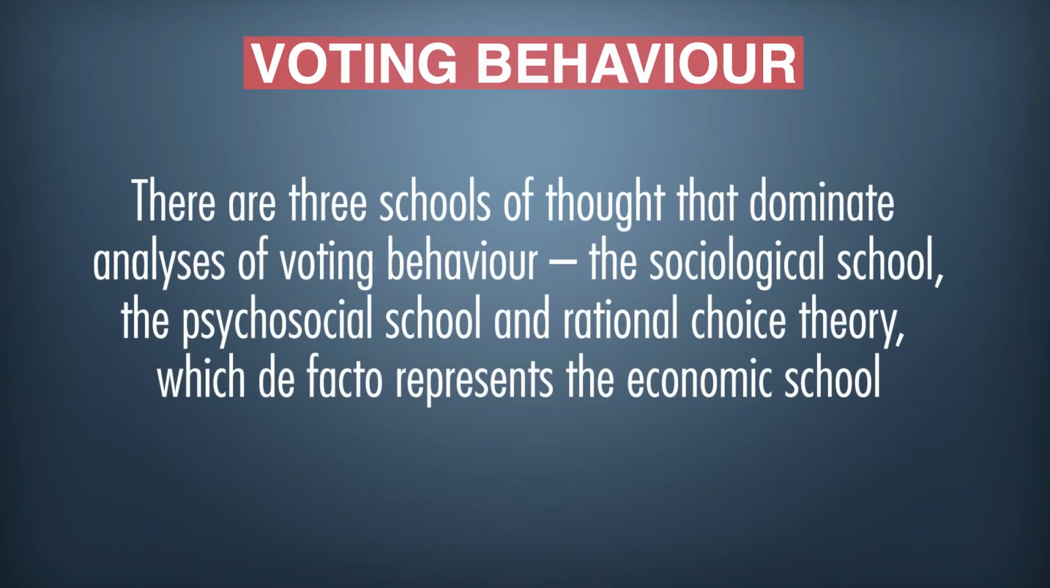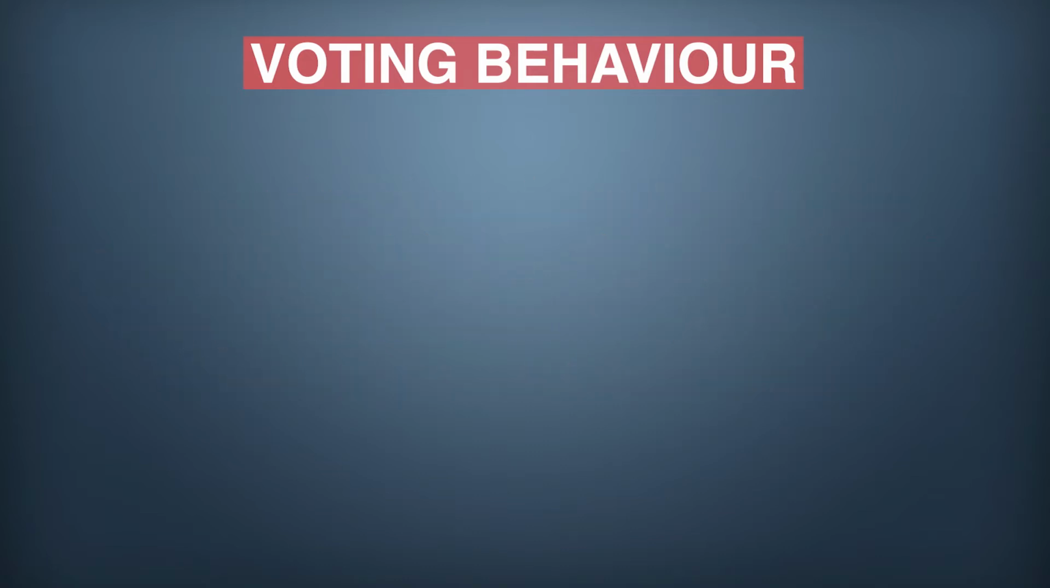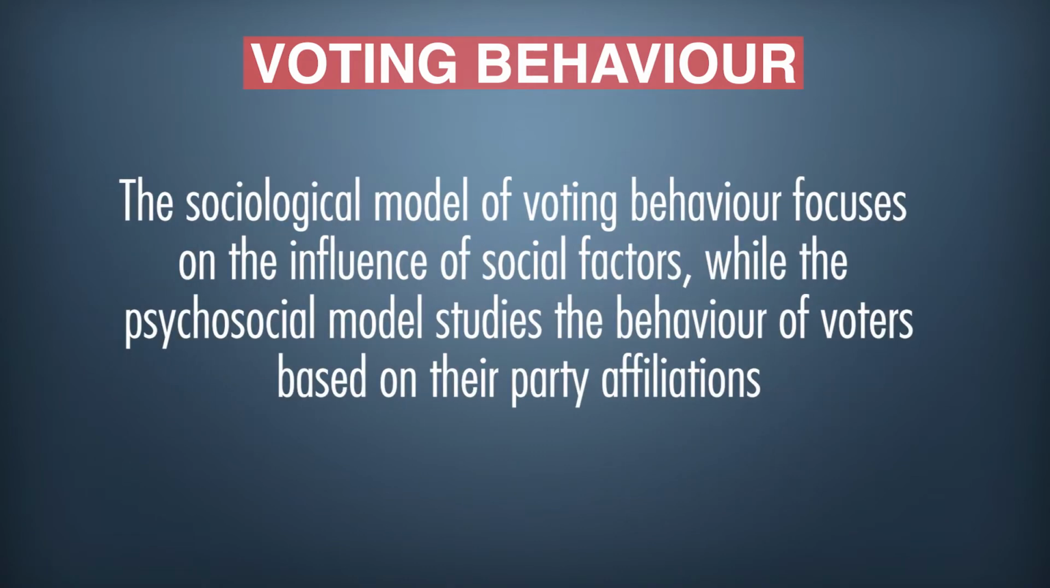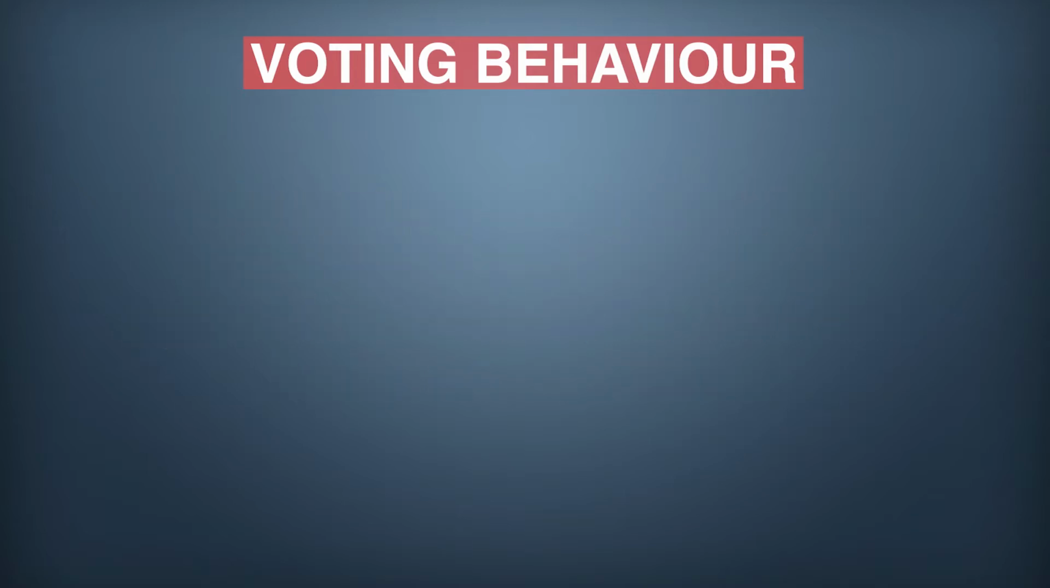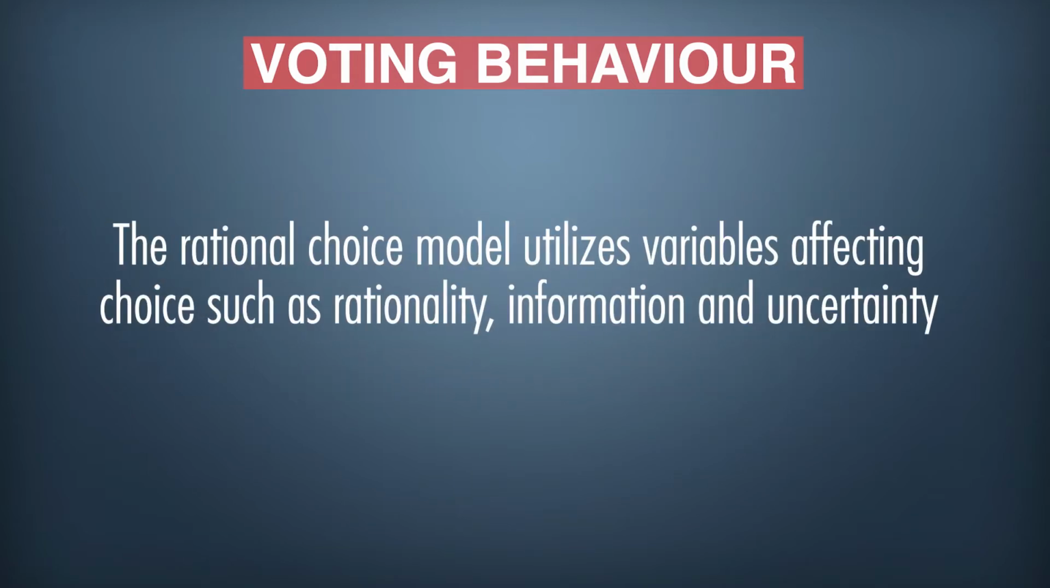There are three schools of thought that dominate analysis of voting behavior: the sociological school, the psychosocial school, and the rational choice model. The sociological model of voting behavior focuses on the influence of social factors, while the psychosocial school studies the behavior of voters based on their party affiliations. The rational choice model utilizes variables affecting choice of voters such as rationality, information and uncertainty.